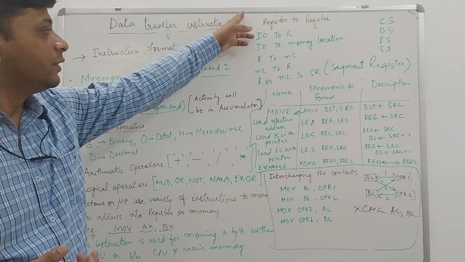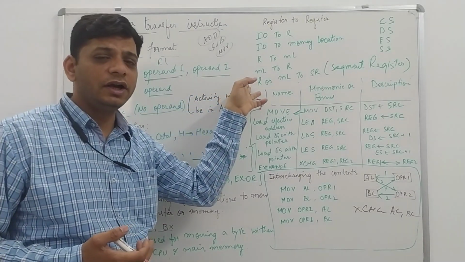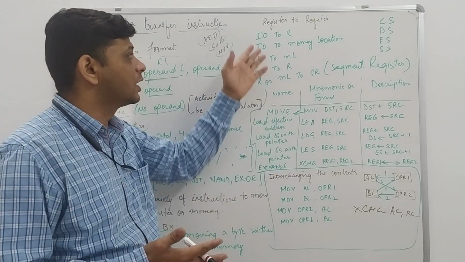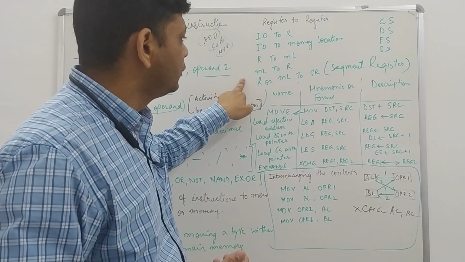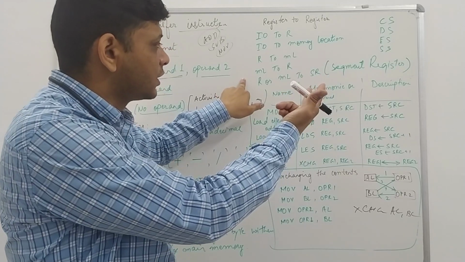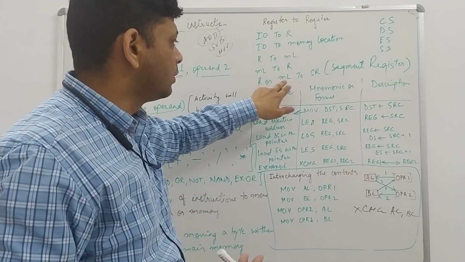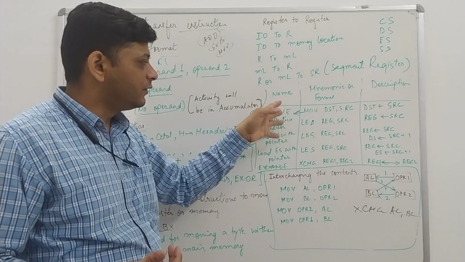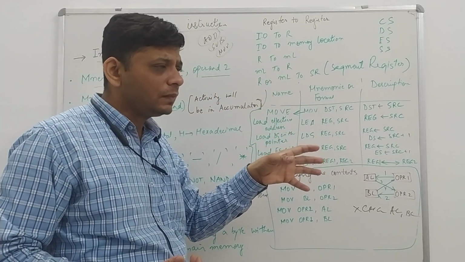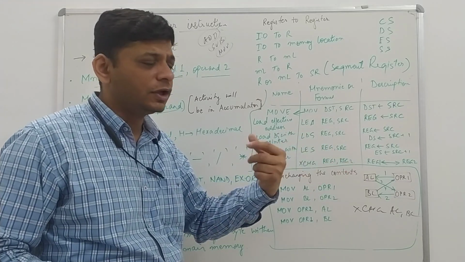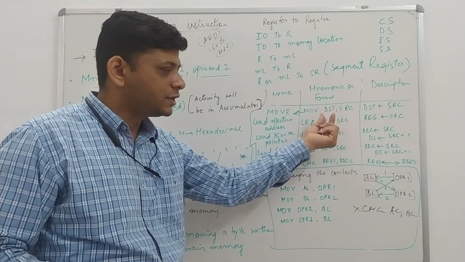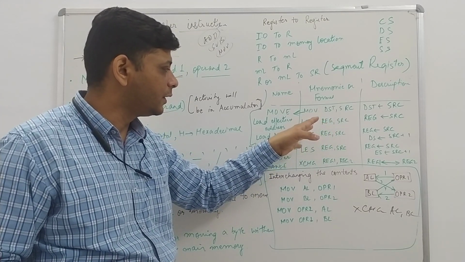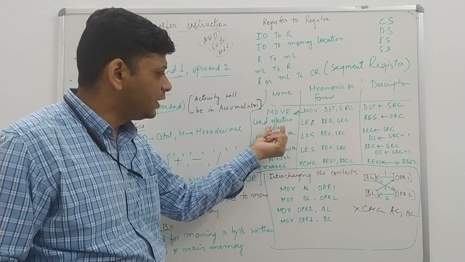Here we have some basic categories to transfer data from one memory location to another memory location, or from one register to another register. Also to segment registers, we can transfer data directly from register to memory location or from memory location to register. These are some basic ways through which we can transfer data from one location to another, from source to destination. We can also have the effective address.